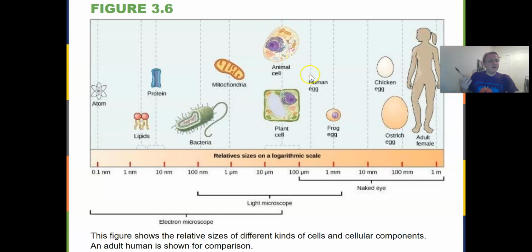As we continue getting larger, we run into a human egg cell. We continue getting larger, we run into a frog egg cell, a chicken egg cell, an ostrich egg cell, and finally we get to an adult female. I don't know why they put an adult female at less than 1 meter tall, but that's okay. Kind of weird, but that's fine. This just gives you a sense of the relative sizes of different kinds of cells.